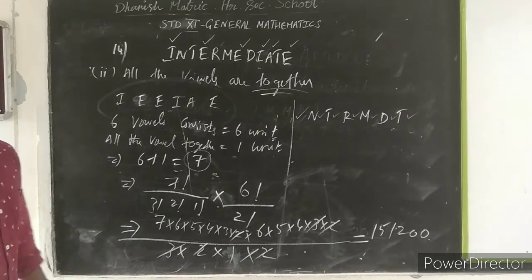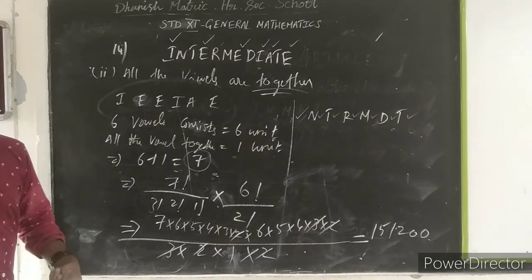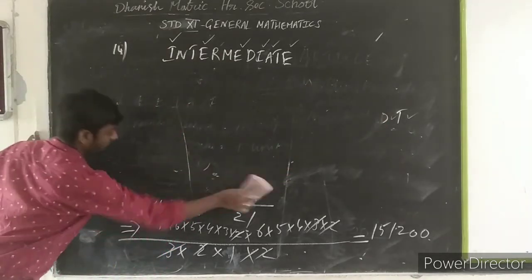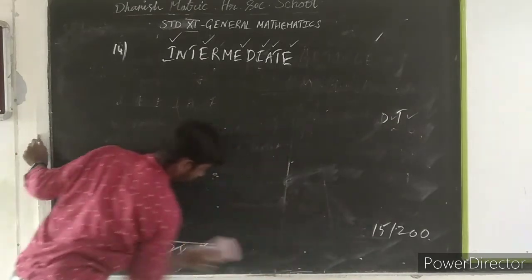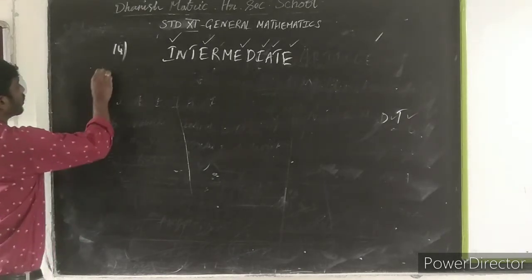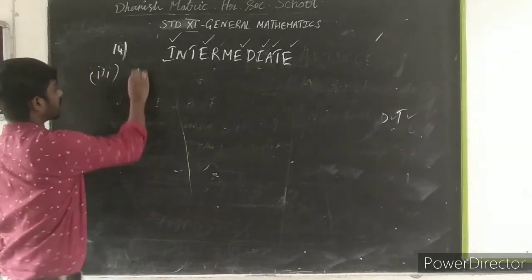So now going to solve the third subdivision. Vowels are never together. What is the third subdivision given here? Vowels are never together.